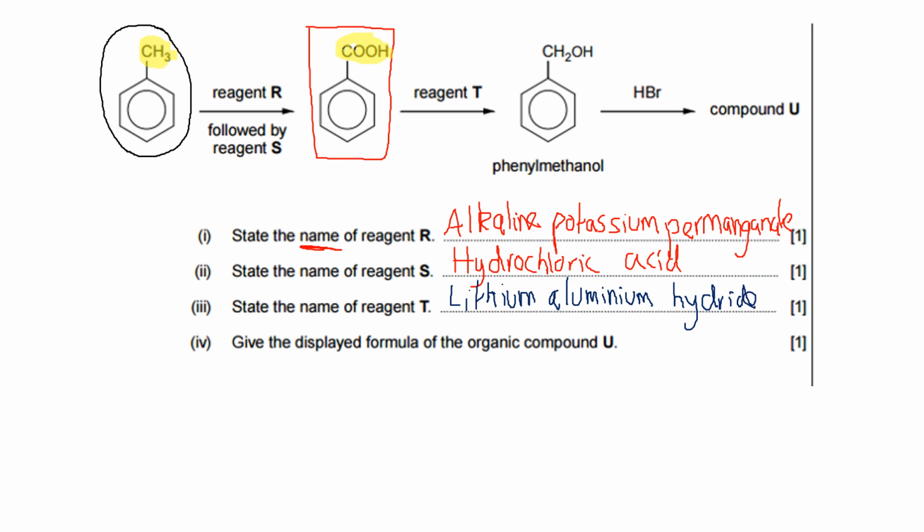And then this alcohol here is reacted with HBr, and effectively what happens is the OH group that's here is substituted for the bromine, and you end up with this molecule here. So you've got a benzene ring, you've still got your CH2 group, but rather than an OH group, you've got a bromine.